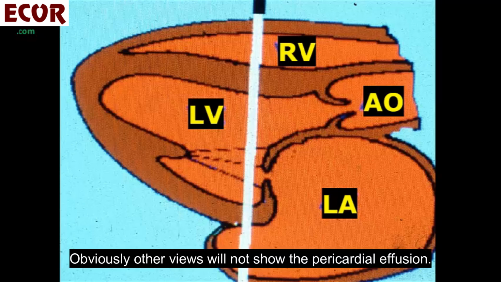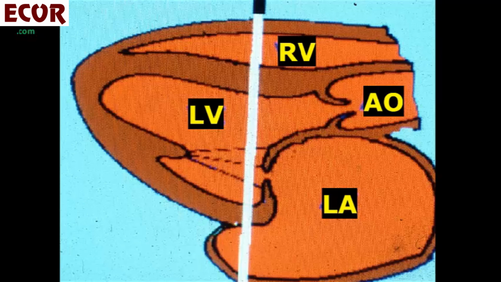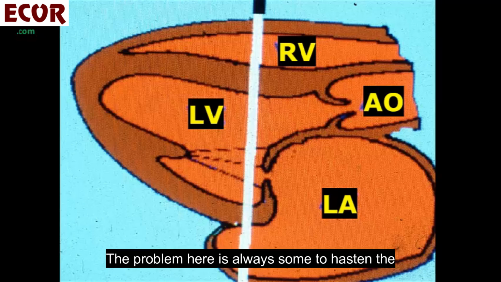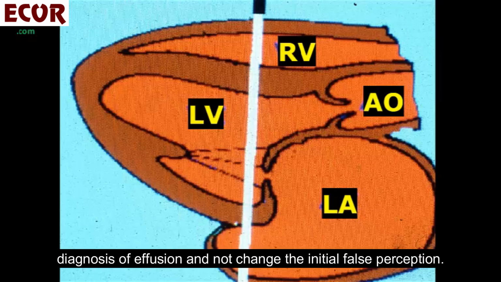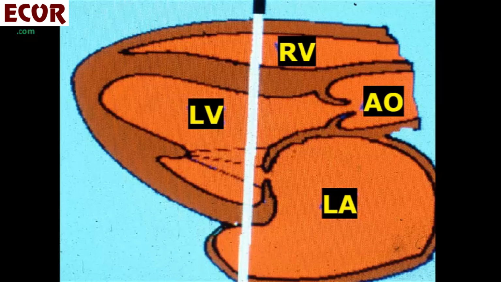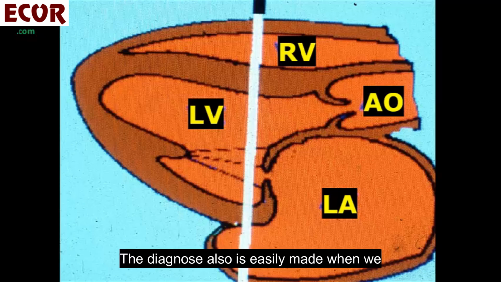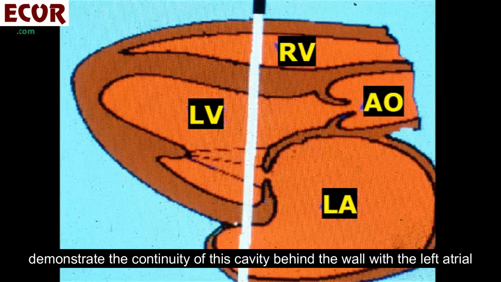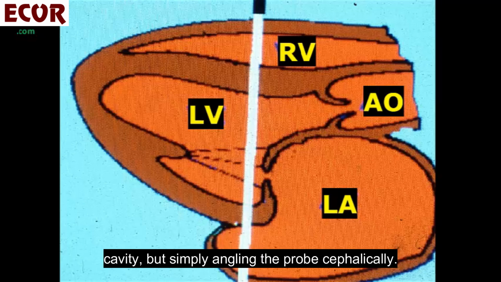Obviously, other views will not show the pericardial effusion. The problem here is also to hasten the diagnosis of effusion and not change the initial false perception. The diagnosis also is easily made when we demonstrate the continuity of this cavity behind the wall with the left atrial cavity, by simply angling the probe cephalically.